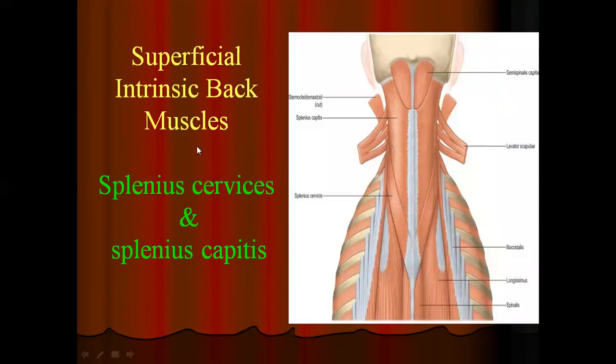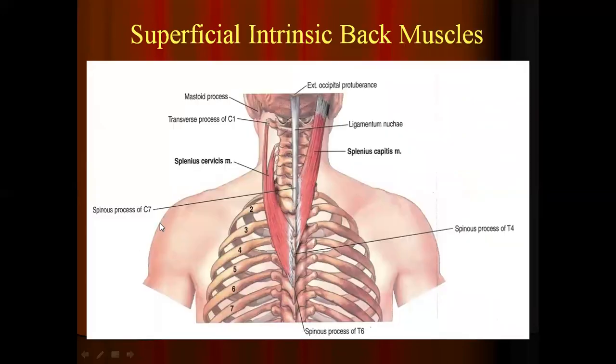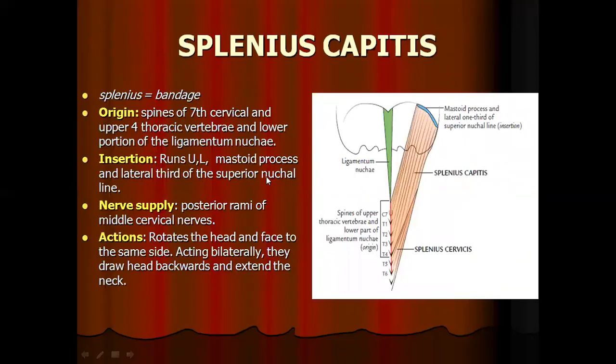Now, the superficial intrinsic muscles, you are finding the splenius cervicis and also the splenius capitis. Okay. This is the splenius cervicis downwards, and this is our splenius capitis. Now see, we can see much more clearly the splenius cervicis muscle and the splenius capitis muscle. Here, this side is the capitis and this side is the splenius cervicis. Now, let us see the splenius capitis muscle.